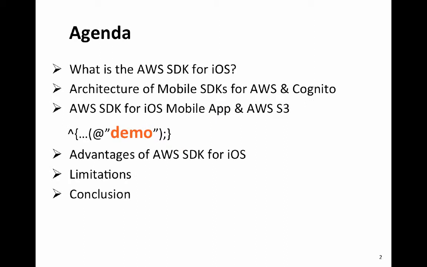Here is the agenda. In this agenda, I will talk about what the AWS SDK for iOS is, then go over the architecture of mobile SDKs for AWS. Then I'll be presenting a working project demo. We'll go over various advantages of using AWS SDK for iOS and Amazon services for mobile apps. Then talk about the limitations based on my findings while working on this project. And finally, talk about the conclusion.